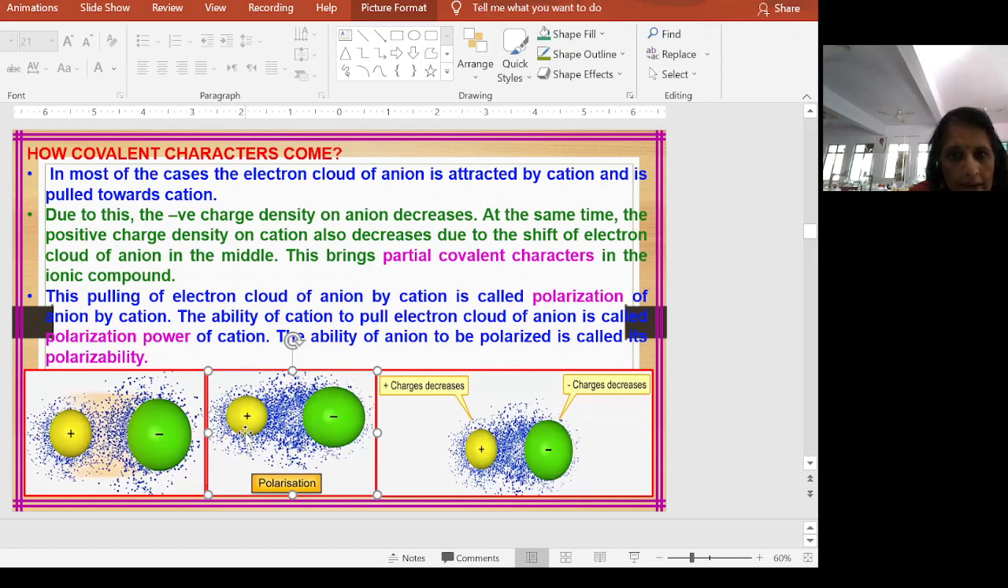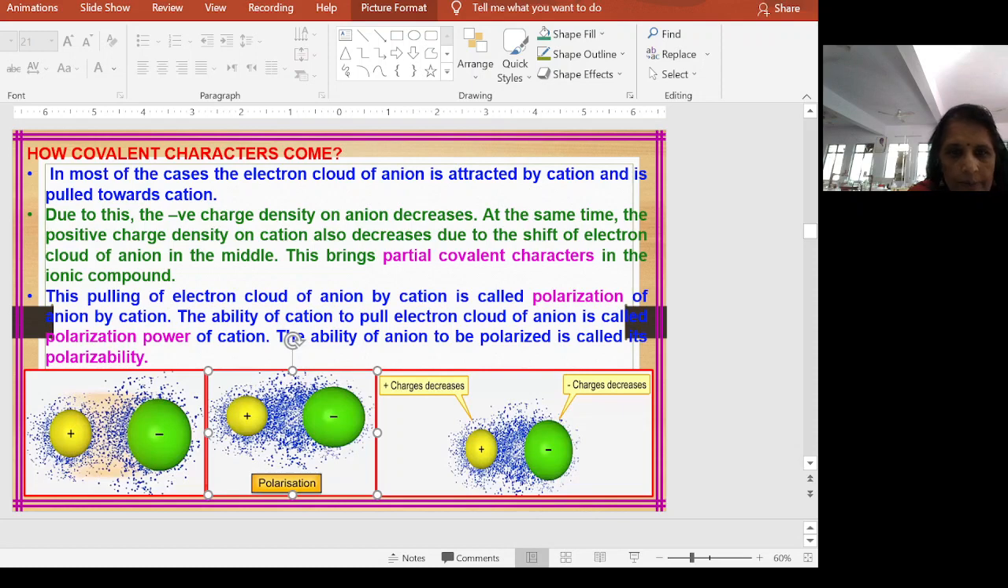Now, when the electron cloud of this anion (anion means negative ion, cation means positive ion, right?) is being pulled towards a cation, this is called polarization, because poles are being created. And the cation, like lithium, has more polarization power than sodium. The ability of a cation to pull the electron cloud is its polarization power. So lithium will have more polarization power than sodium. And in both cases, Cl negative is getting polarized due to its capability to show polarizability.